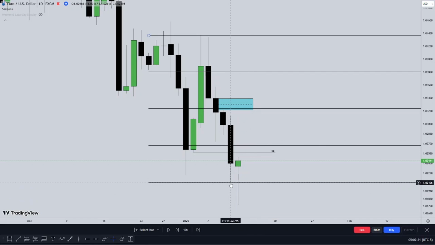We are looking for confluence before looking for higher prices. And after that run on the previous day low, you need to see a shift in market structure on a lower time frame, which I'll get into. I'll get more on it once we go to the lower time frame.